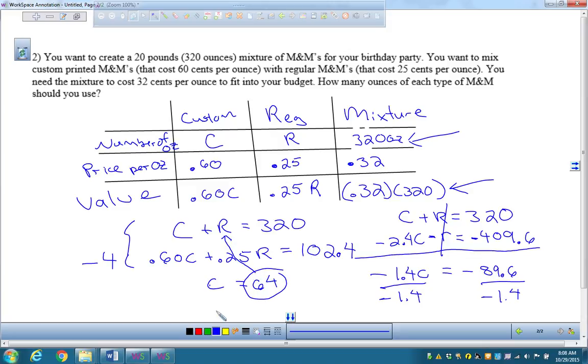And I get R equals 320 minus 64. What's 320 minus 64? 256. That's what I said. 256. So those are your two answers. You need 64 ounces of custom and 256 of regular.